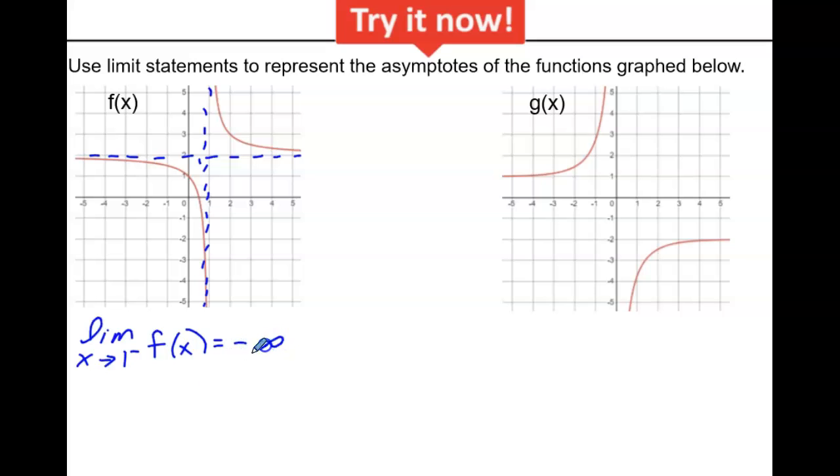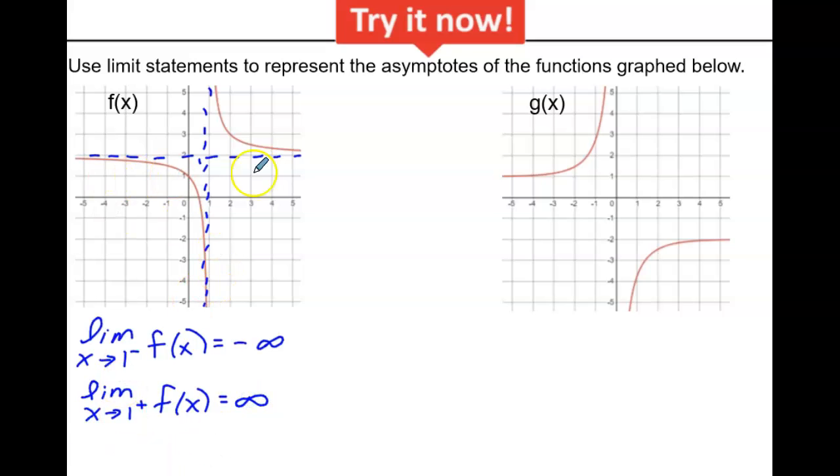So we're going to indicate the direction. Then from the right side, that's the limit as x approaches 1 from positive, the right side of the function f. From the right side, we're heading up to positive infinity.